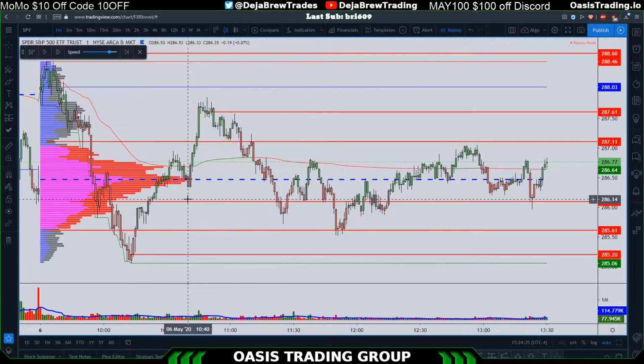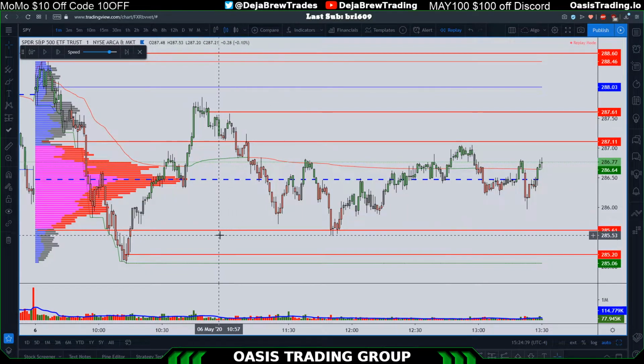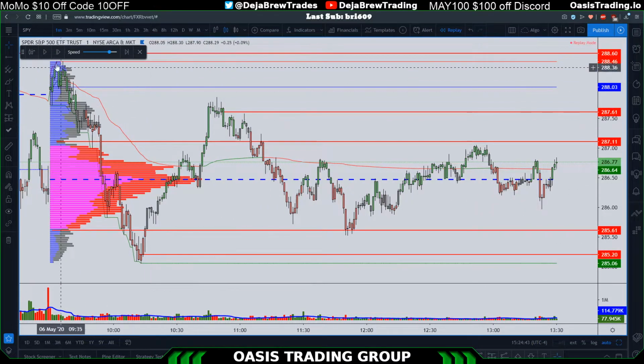And let me clean up some of these levels. We don't need this gap anymore. It's no longer a gap. Point of origin is okay. Everything else is okay.